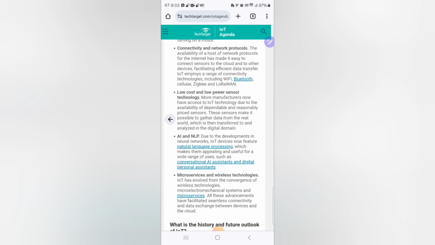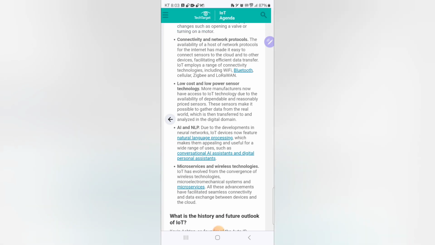My company mainly uses cellular technology for connectivity.